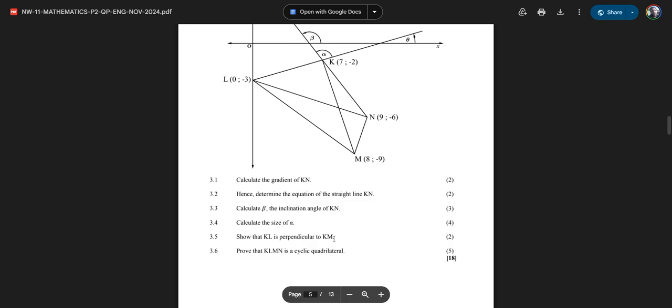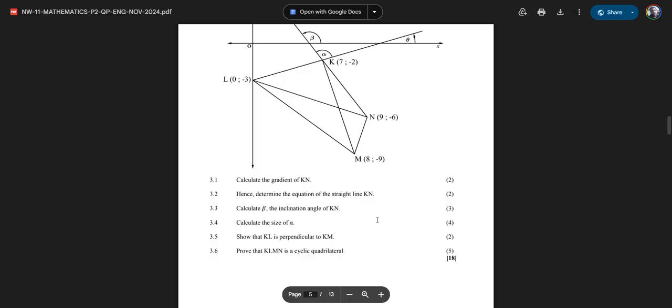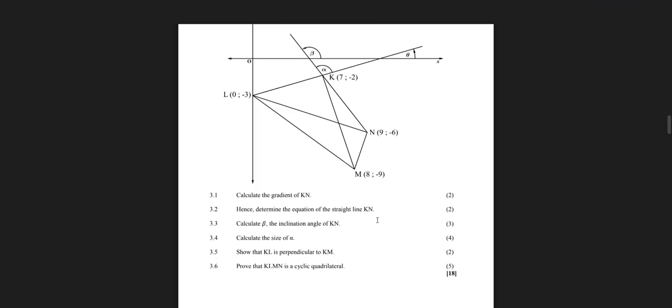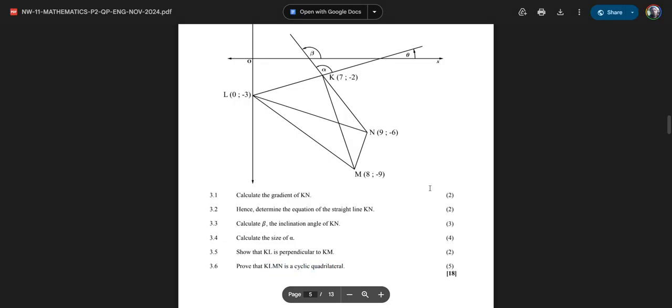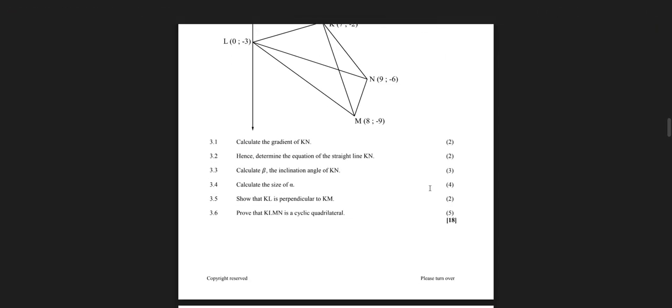And all these questions that follow: proving that something is perpendicular, solving both of these gradients and timesing them together to see if you get -1, to also find a certain point if something is a quadrilateral, and so on. Those types of questions you need to be very familiar with.